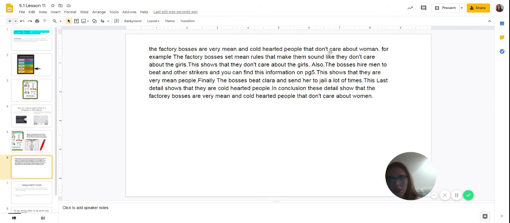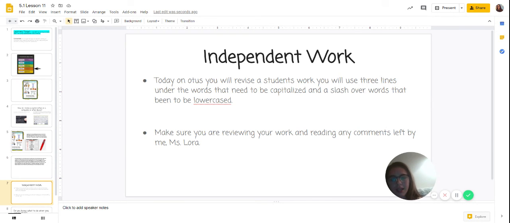So today on Otis, you're going to get this paragraph and you're going to look only for capitalization today, and you're going to do the same thing I just did, but with this paragraph. You're going to draw at least one line underneath the words that need to be in uppercase, and you're going to draw a slash on the letters that need to be lowercase. Today on Otis, you will revise the student's work. You will use one to three lines to underline the words that need to be capitalized and a slash over the words that need to be lowercase. Make sure you're reviewing your work and reading any comments left by me, Miss Laura.